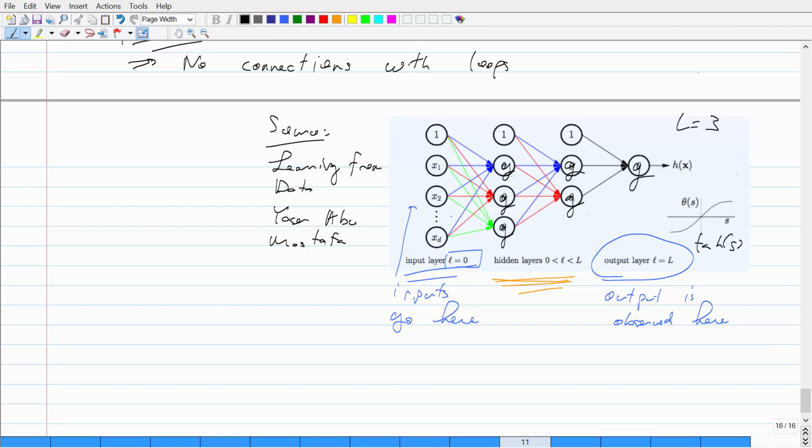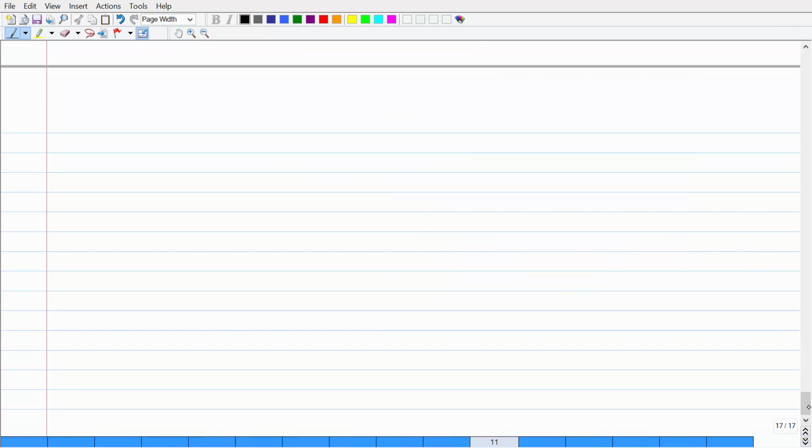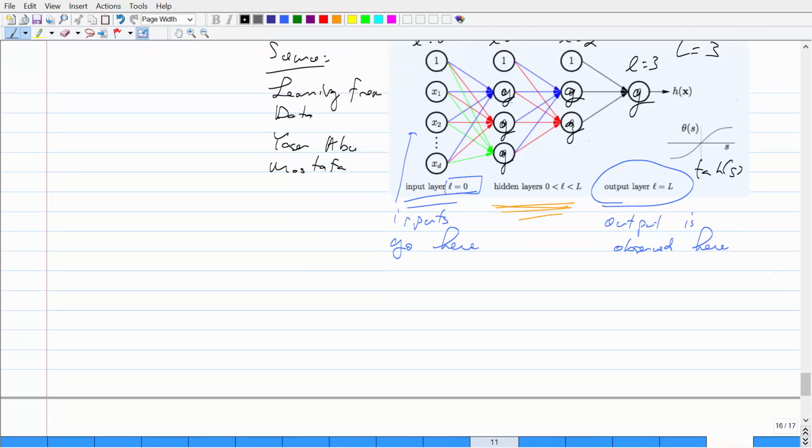So we have an input layer, which is 0. We have an output layer, which is 3. And then this is indexed by 1 and 2. Okay, so let me just write some notation here just to be sure. So notation.